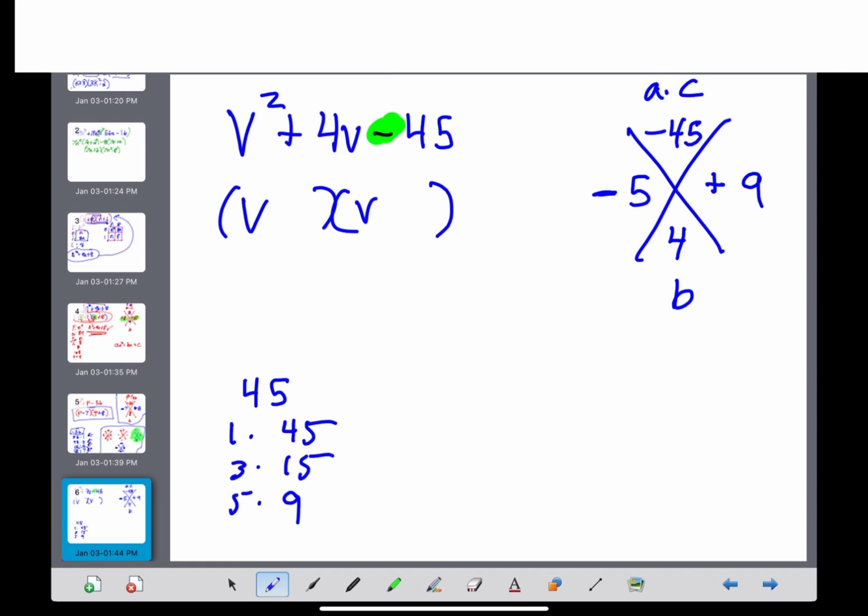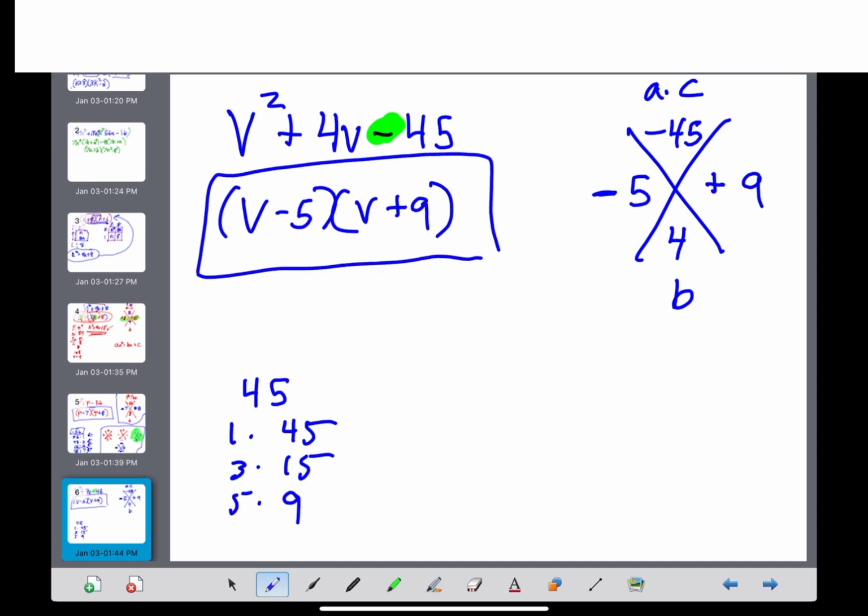Negative 5 times 9 is negative 45. Negative 5 plus 9 is 4. So my solution is V minus 5 and V plus 9. And you're done. And again, we could check it, but we're smart. We know we're right.